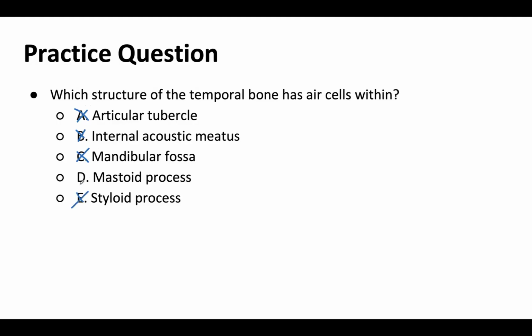So that leaves us with the mastoid process, which is that wider inferior projection just behind the ear. There are small air cells within which communicate with the middle ear. So D, mastoid process is correct.